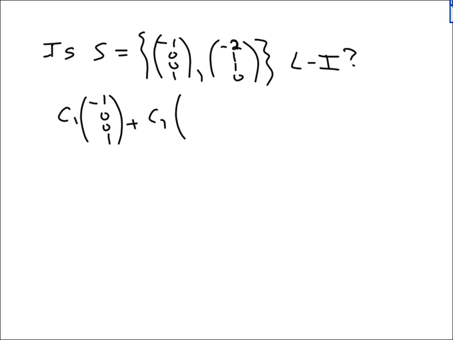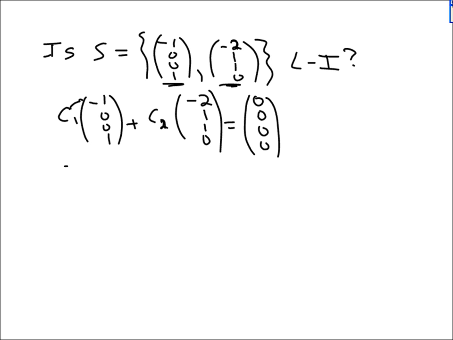Plus C2 times (-2, 1, 1, 0). We set it equal to the 0 vector. All the vectors here are in R4, so we get the 0 vector in R4. Well, this says negative C1 plus negative 2C2, or just minus 2C2, is equal to 0. The second line tells me 0C1, which I won't write, plus 1C2, which is just C2, equals 0. C2 is 0.